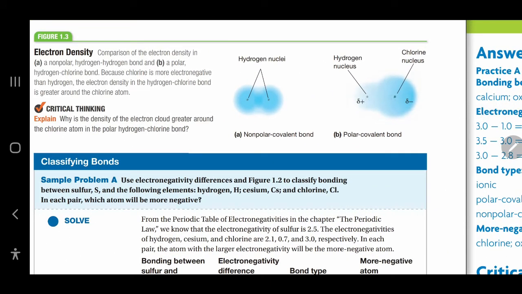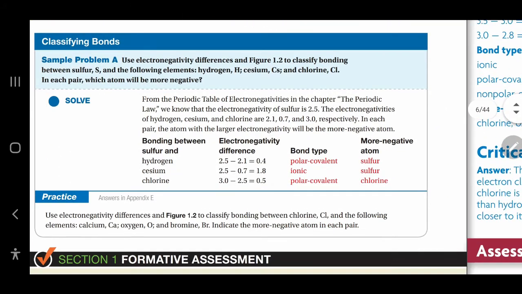This is another example for electronegativity difference between hydrogen and cesium and chlorine. As you can see here, we could have a polar covalent bond between hydrogen and sulfur because the difference is 0.4, and we have an ionic bond between hydrogen and cesium because the difference is 1.8, and we have a polar covalent bond again between hydrogen and chlorine because the difference is 0.5.